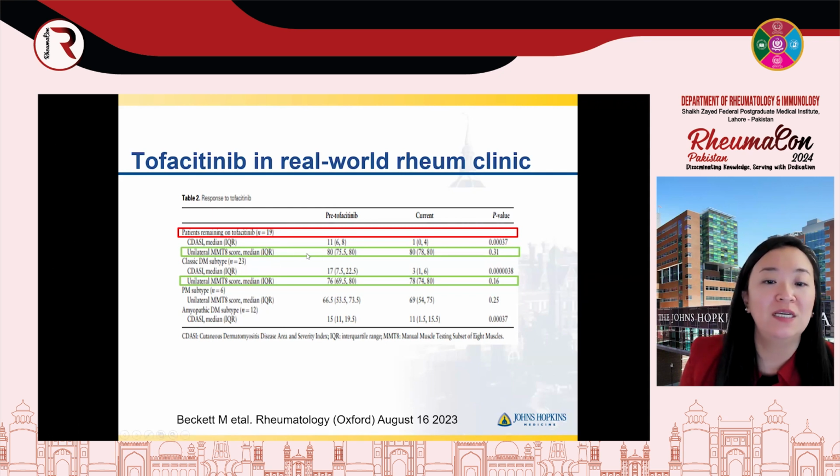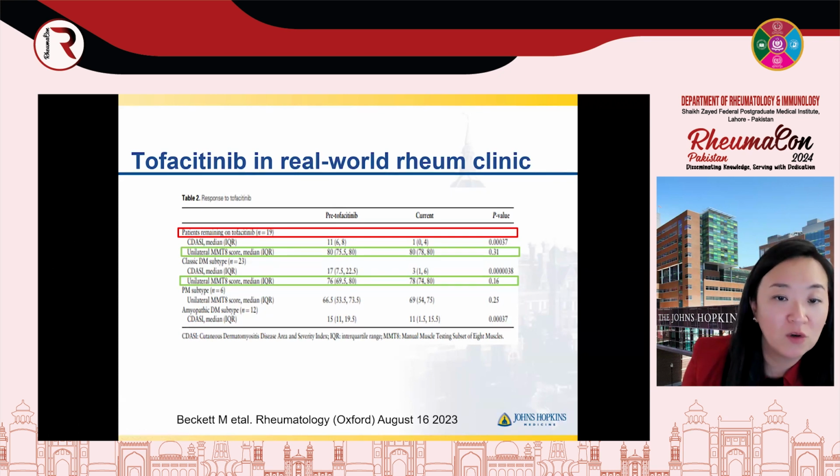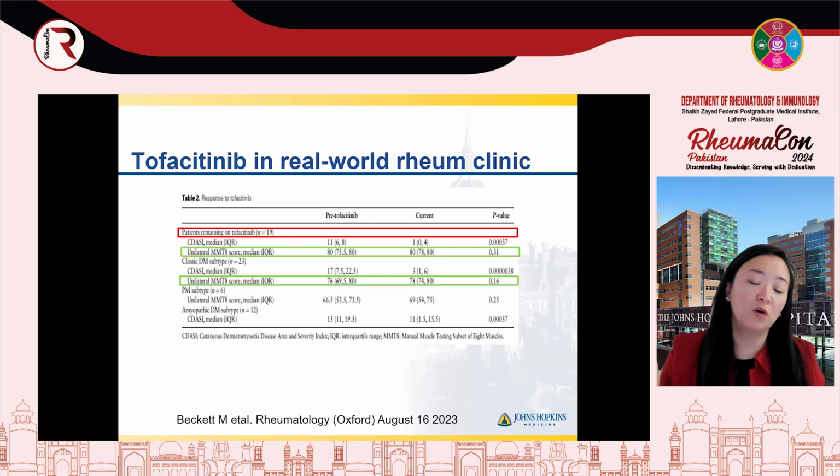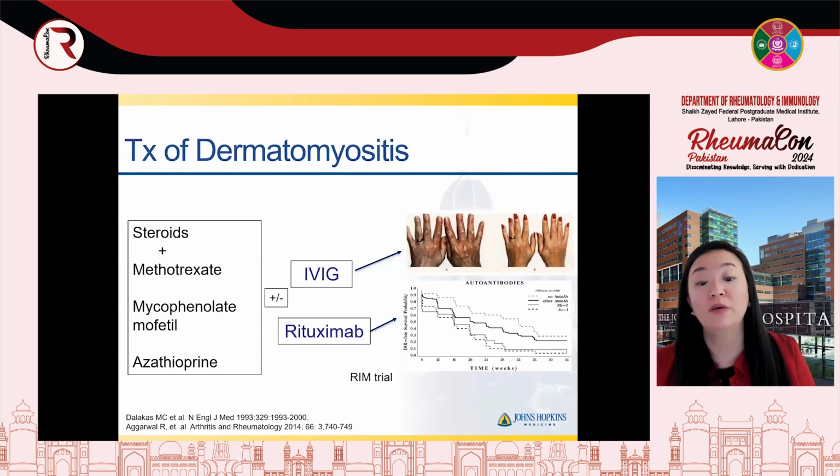And you can see here that in patients who did not yet receive tofacitinib, right, they didn't receive it yet, their MMT8 score was 76, and then if they were on it, it was 78. So there was no statistically significant difference in the muscle strength score. So they're trying to say that in this retrospective real-world clinic in Canada, there was no significant improvement in the muscle strength. So I think this is going to be an important question to be on the lookout for.